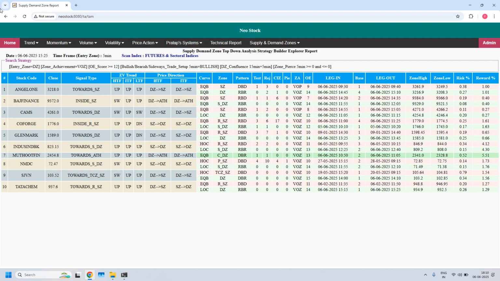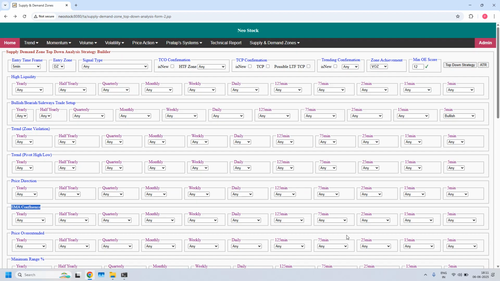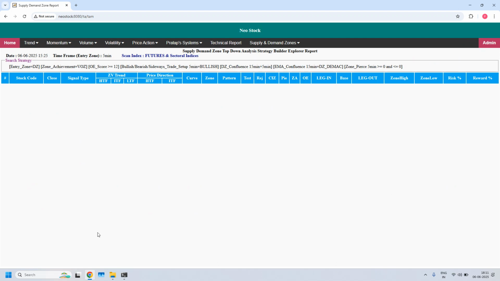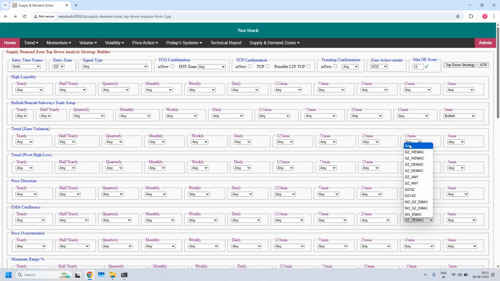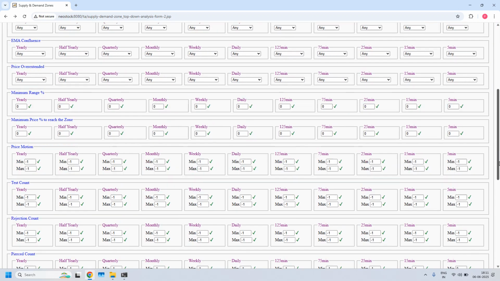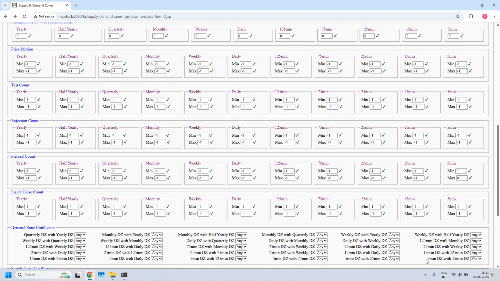Let's further filter based on the EMA confluence. So at 15 minutes time frame, checking whether the 15 minutes demand zone is having daily EMA or not. So none of them are having daily EMA. Okay, fine. Next, let us look into LTF, ITF and even HTF demand zone confluence supported stocks. Removing the EMA filter. Demand zone confluence, 3 filters we have to set. First one enabled. Next 5 minutes and 75 minutes. 15 minutes and 75 minutes demand zone confluence.